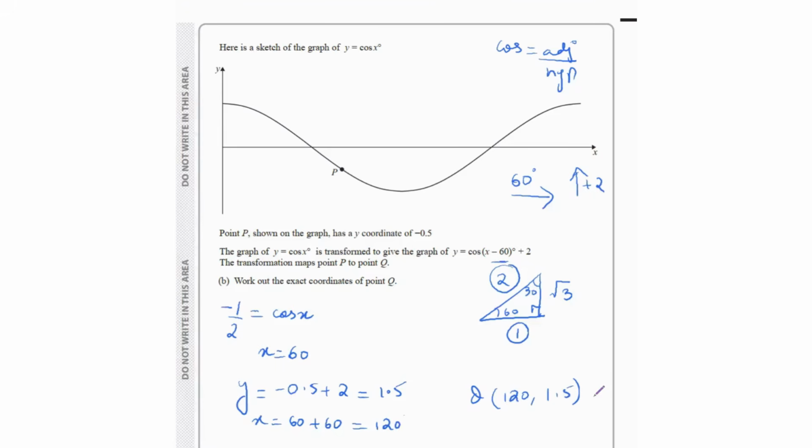Once again, if you're adding something directly to x, you subtract it from the given value, and if you're subtracting something from x in the bracket, you add it. So x minus something means you're moving towards the right-hand side. x plus something means you're moving towards the left-hand side. And if you're adding something directly to the function, like over here plus 2, then you're moving up. If you're subtracting, you're moving down.